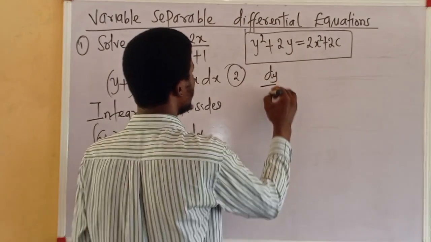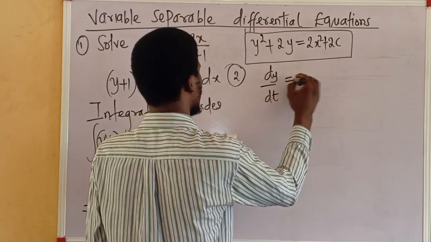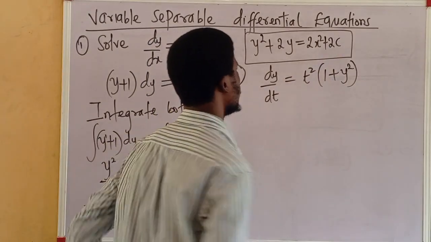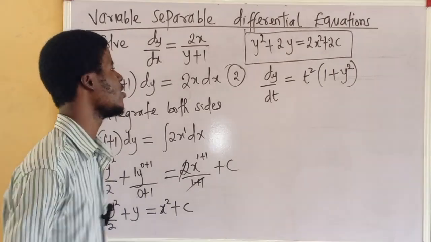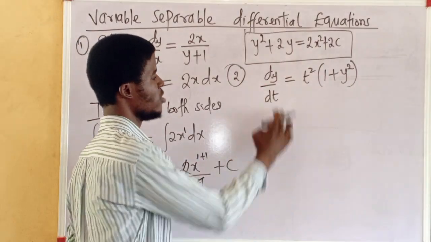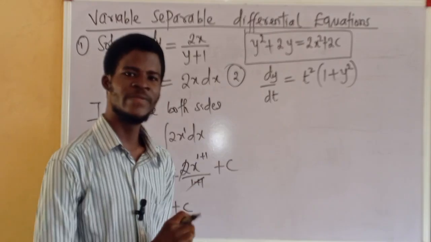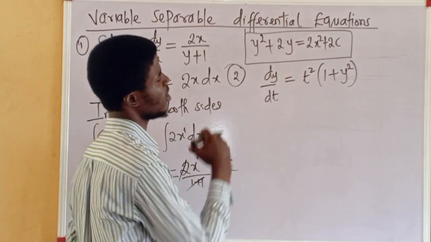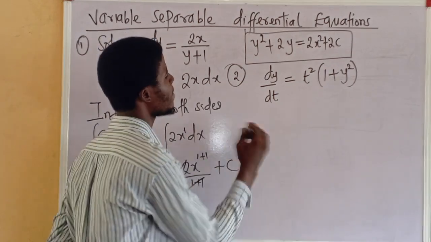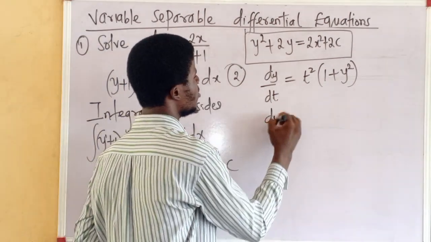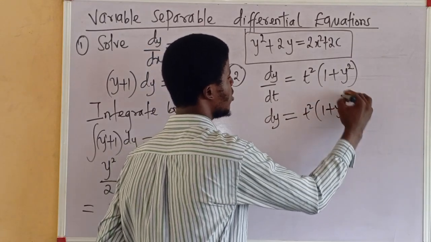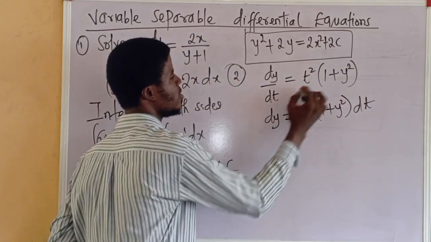dy/dt is equal to t squared times (1 plus y squared). Here the dependent variable is y and the independent variable is t. So let us separate the variables. The variables are separable, that is, they can be separated. Let's cross multiply. If we cross multiply, dy will be equal to t squared times (1 plus y squared) dt. This is over 1.